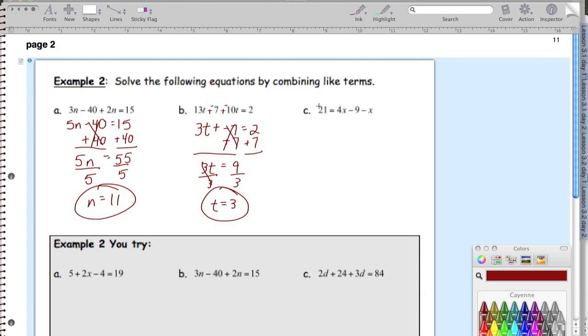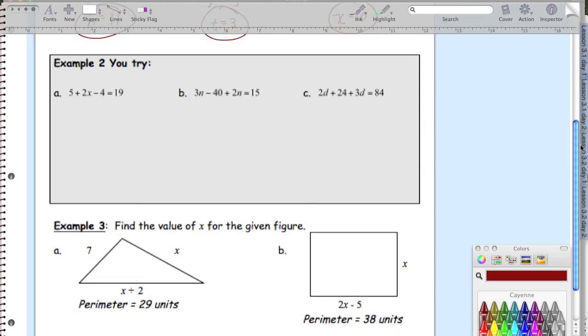Letter C, 21, nothing can be done there, that's all by itself, but on this right side some things can be combined. 4x minus 9 minus x. We have a 4x minus x, it's going to give me 3x minus 9. I'm going to add 9 to both sides. I get 30 equal to 3x. Divide by 3, and x equals 10.